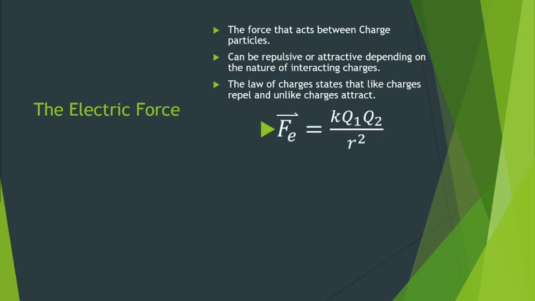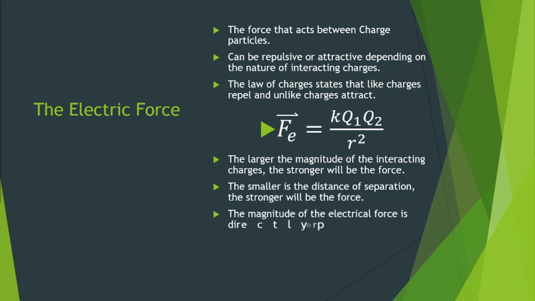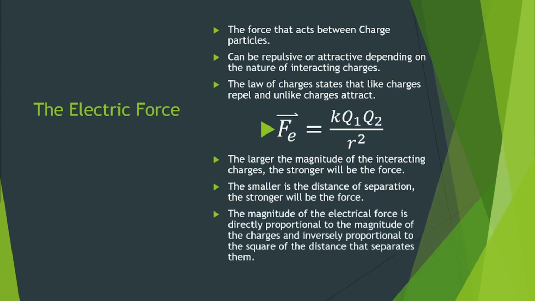This force is calculated using the formula F sub E is equal to the product of constant K times the magnitude of charge sub 1 and magnitude of charge sub 2 divided by R raised to the power of 2. This formula or law tells us that the larger the magnitude of the interacting charges, the stronger the force will be. The smaller the distance of separation, the stronger the force will be. The magnitude of the electrical force is directly proportional to the magnitude of the charges and inversely proportional to the square of the distance that separates them.